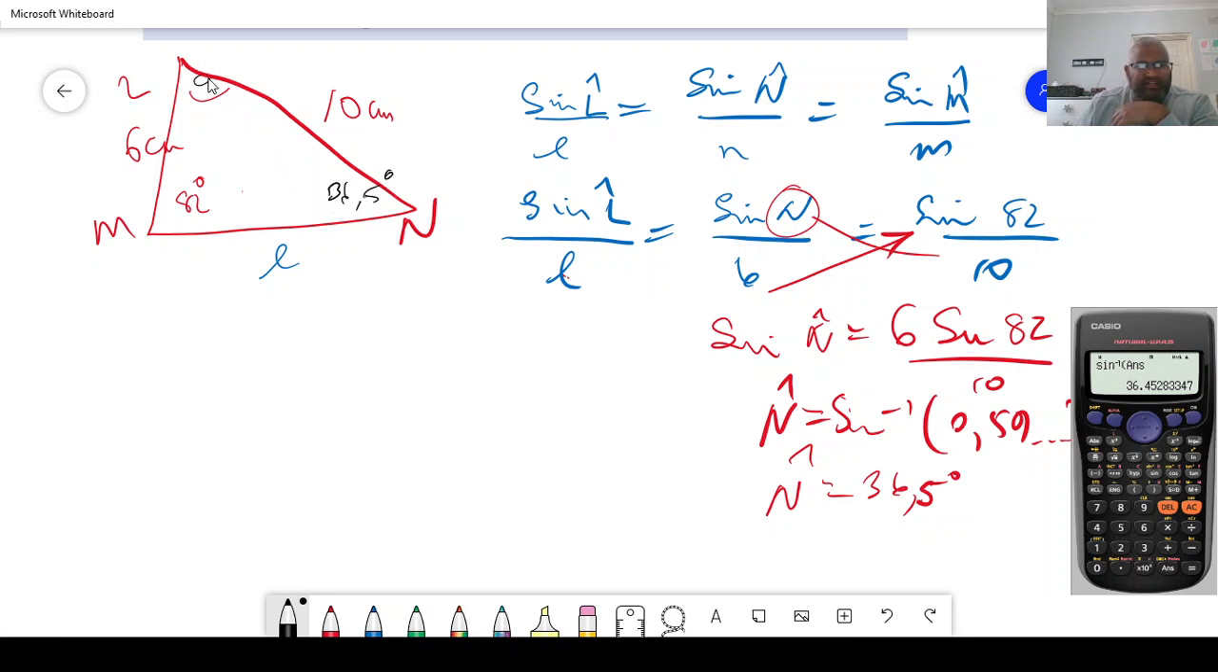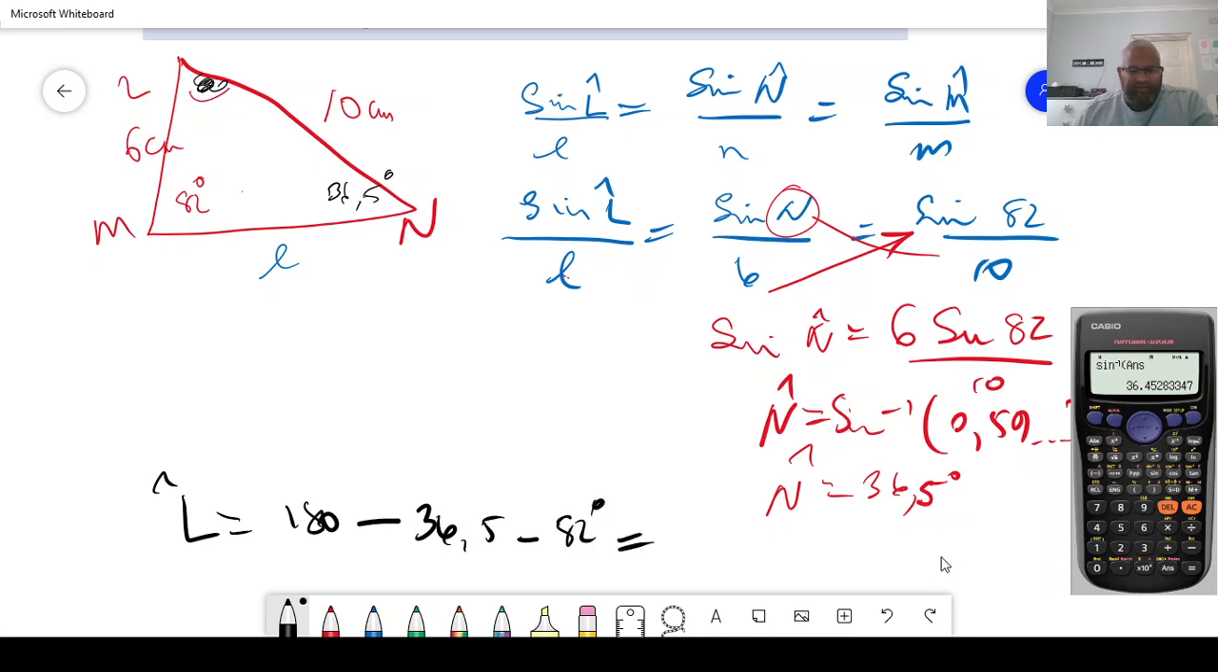So how can I calculate angle L? You can use the sum of angles in a triangle. So angle L is going to be 180 degrees minus 36.5 degrees minus 82 degrees. That gives me an angle of 61.5 degrees.